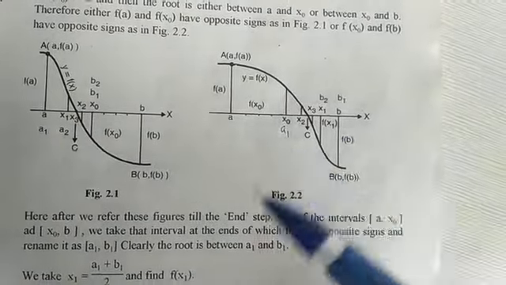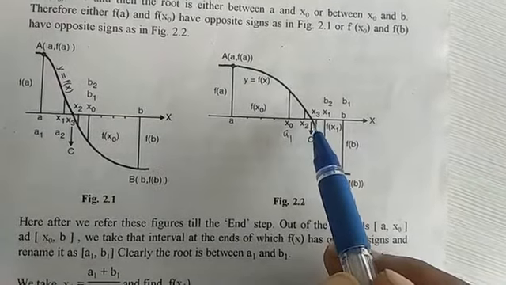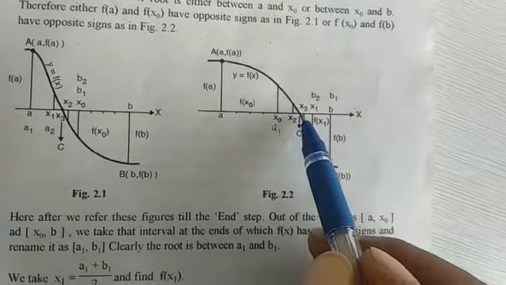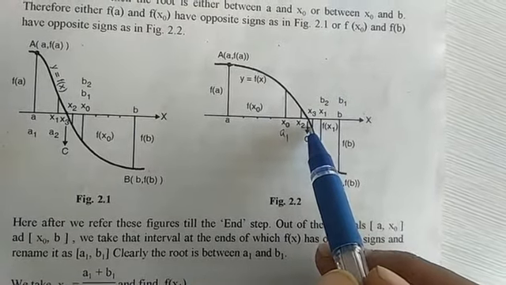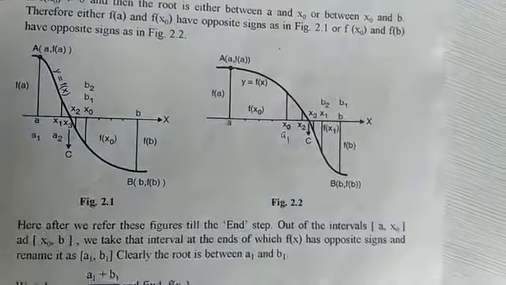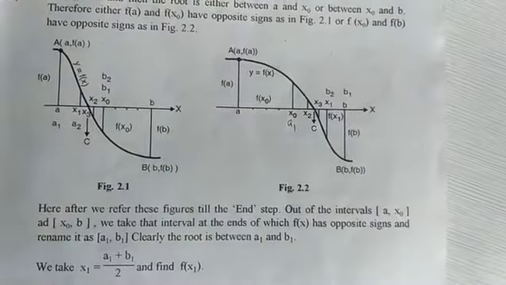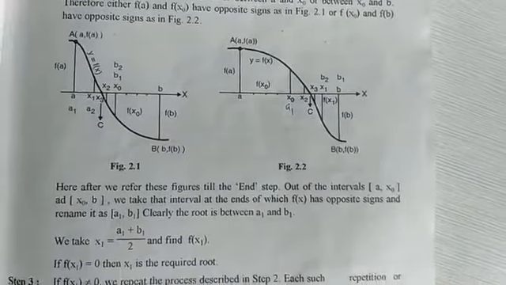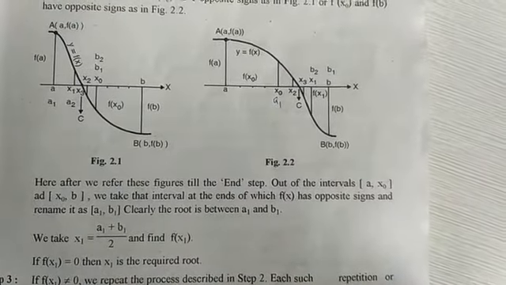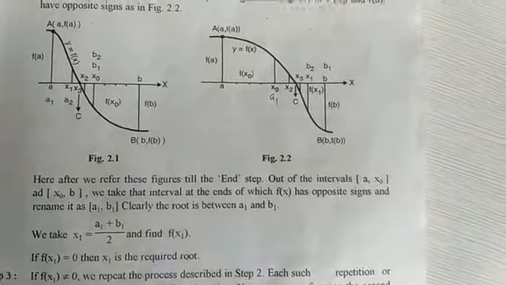So when we find these values, we will go nearer to point C, or we will get point C also in some examples, which will be our root of the function f of x equal to 0. So this is the procedure for solving an example by the bisection method.